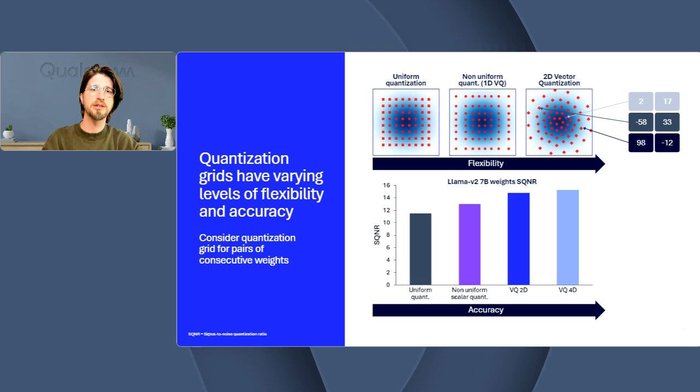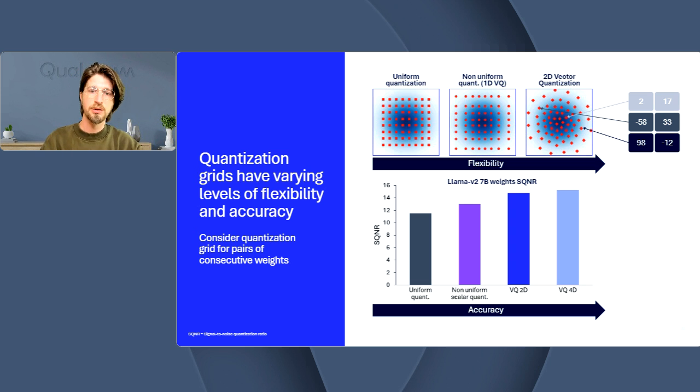The leftmost plot here shows quantization to uniform integer quantization. I should say that for this plot, we quantize each dimension individually. So this means that the first value in a pair of weights is quantized independently from the second value. And you can see that this yields a quantization grid that does not follow the underlying weight distribution well at all.